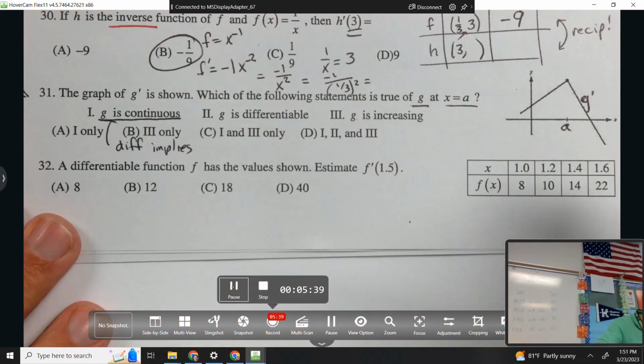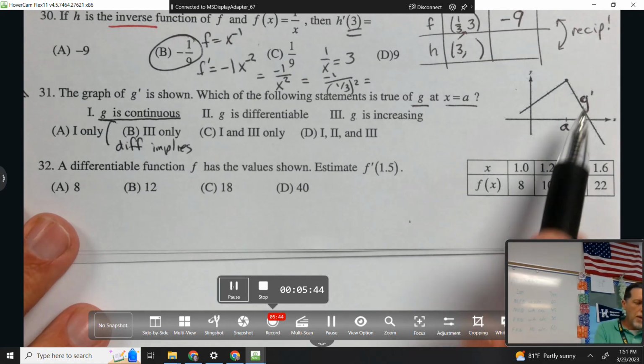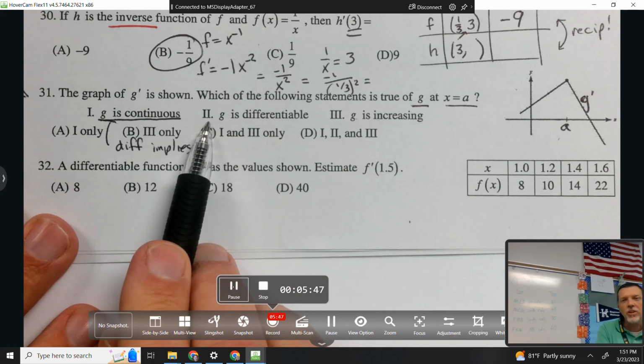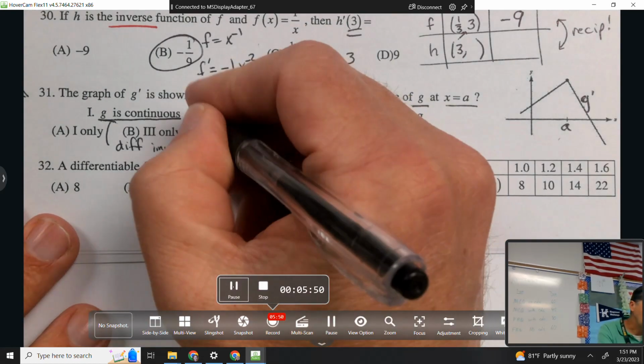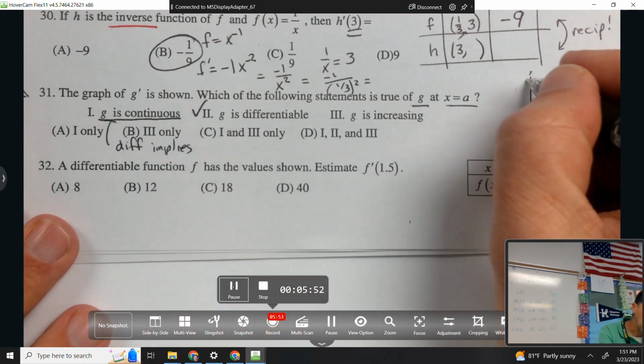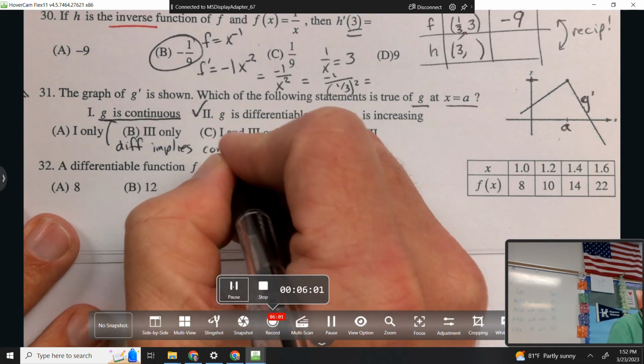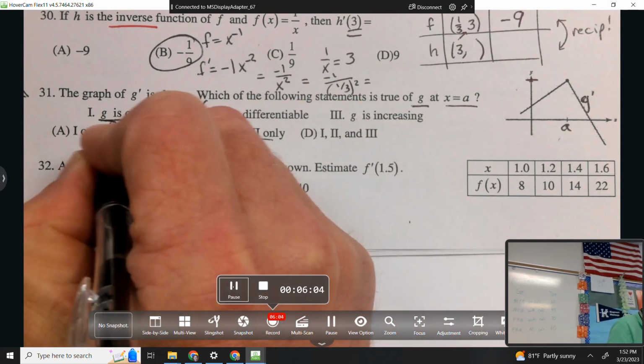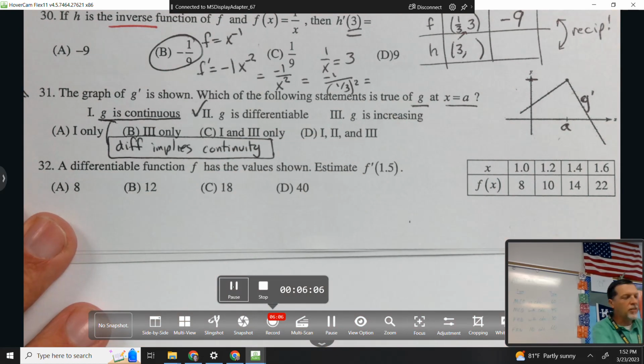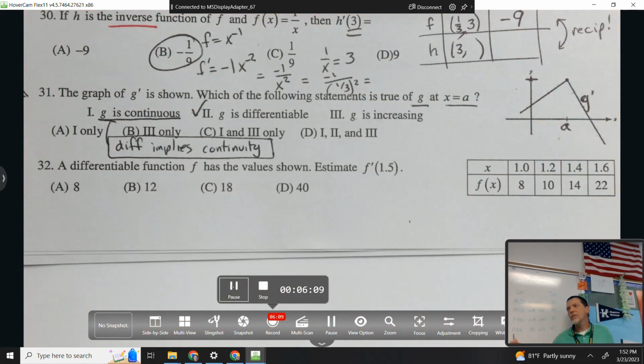Now, the derivative of this graph is not defined. So G double prime doesn't exist. But G prime at A exists. In fact, maybe we should do statement 2 first. G is differentiable. Yes. Because it's whatever value that point is at. And G is increasing because G prime is positive. And if something is differentiable, it could only have been differentiable if it was also continuous. Now, continuous doesn't mean it has a derivative, but if it has a derivative, it was definitely continuous.